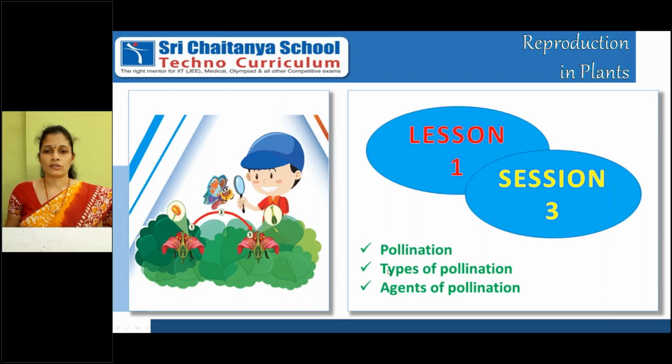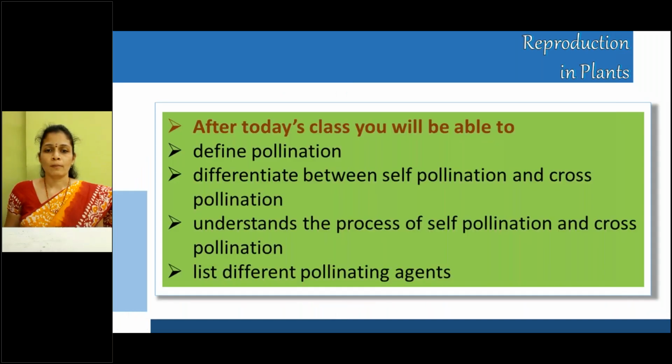So in today's lesson, that is session number 3, we are going to learn about pollination, types of pollination, agents of pollination. Let us enter into our lesson. By the end of this class, you will be able to define pollination, differentiate between self-pollination and cross-pollination, understand the process of self-pollination and cross-pollination, list different types of pollinating agents.